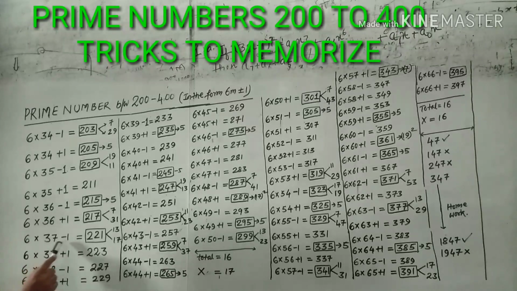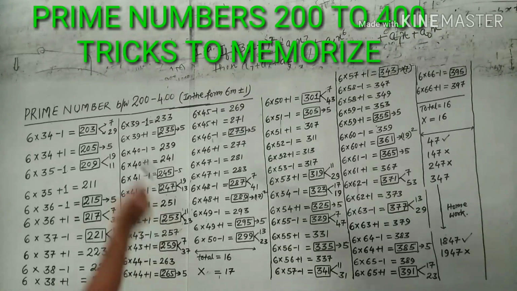6 into 37 minus 1, that is 221, having factors 13 and 17, so it is not a prime number. 6 into 37 plus 1, that is 223, it is a prime number. Similarly 6 into 38 minus 1, 227, so it is a prime number. 6 into 38 plus 1, 229, so it is a prime number.